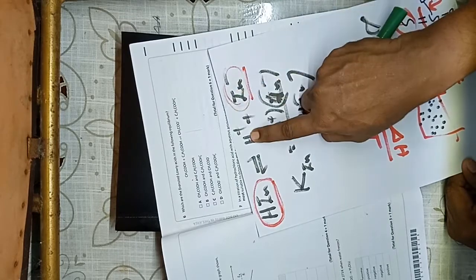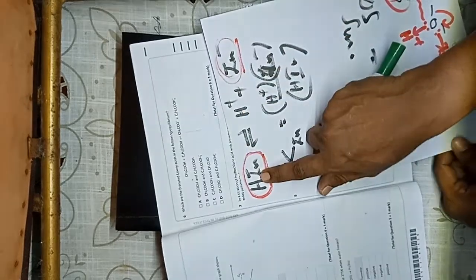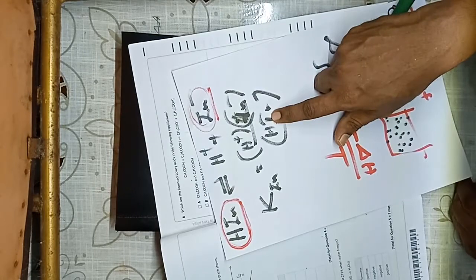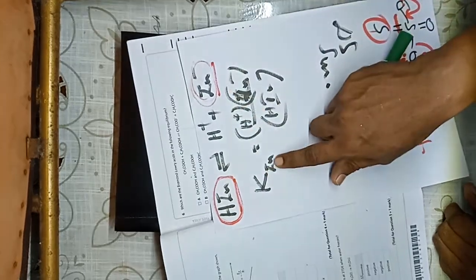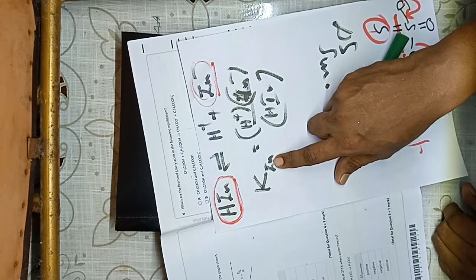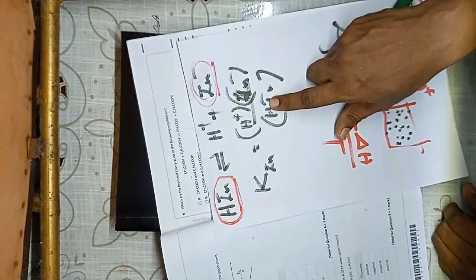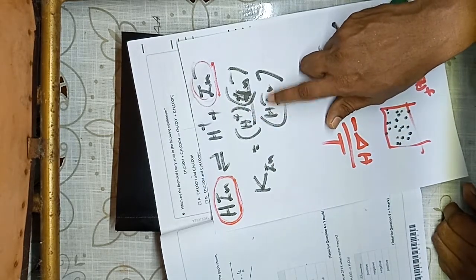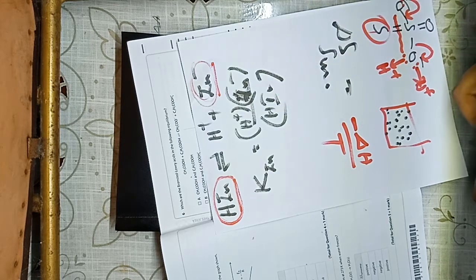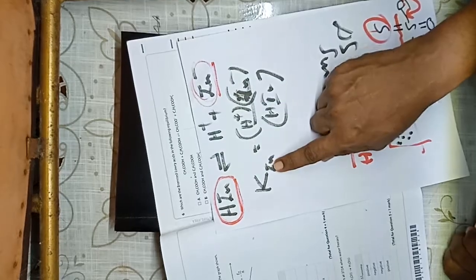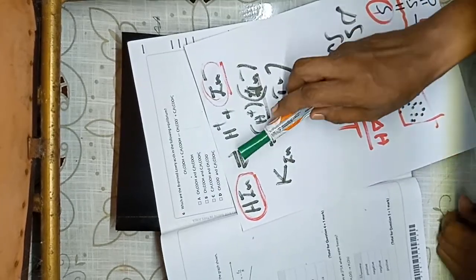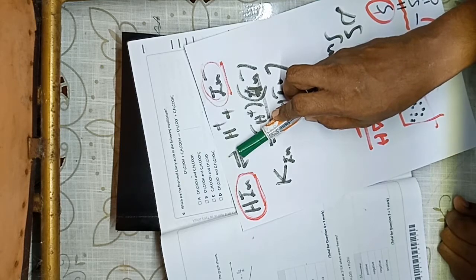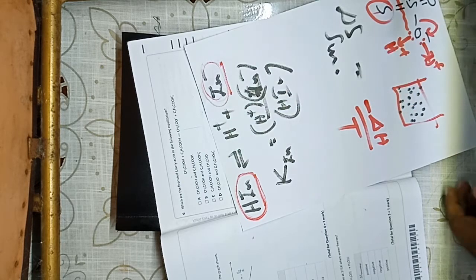Then In- and H+ join together to form HIn. Then the denominator increases, and the quotient of this Kc expression becomes less than the relevant Kc value. Then in order to re-achieve Kc, HIn should be decreased. Like that, using the Kc value, you can understand how the position of equilibrium moves forward and backward.